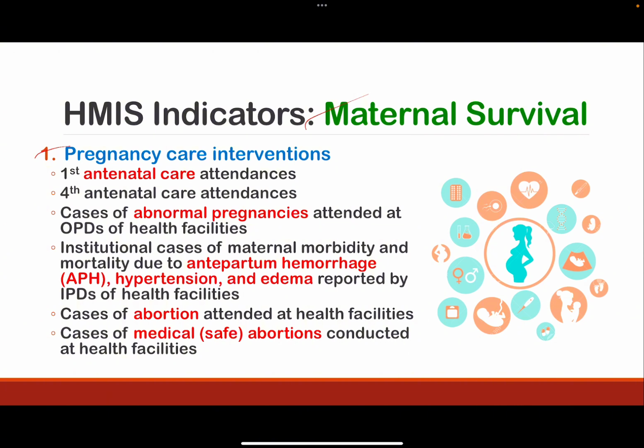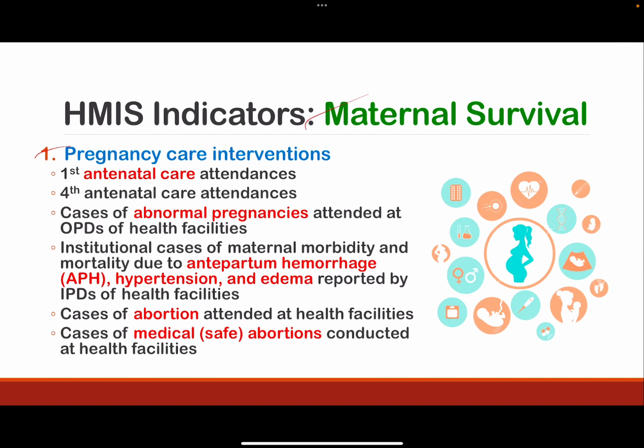they focus their attention on it, because one of the indicators of whether a population is healthy is the maternal survival rate. Okay, so if even the children die, right? That means your health system is really poor. So, number one, pregnancy care interventions.